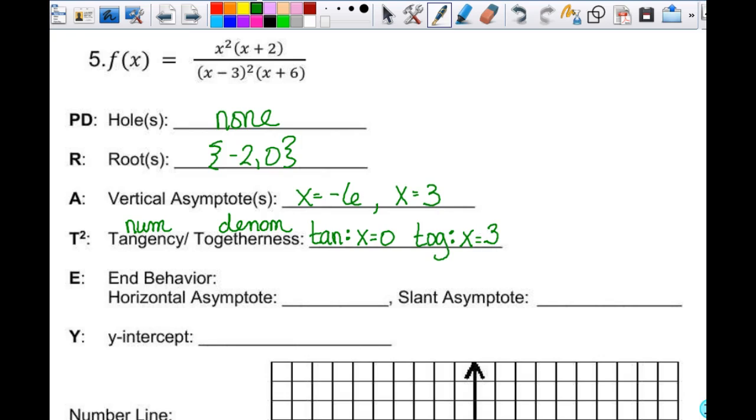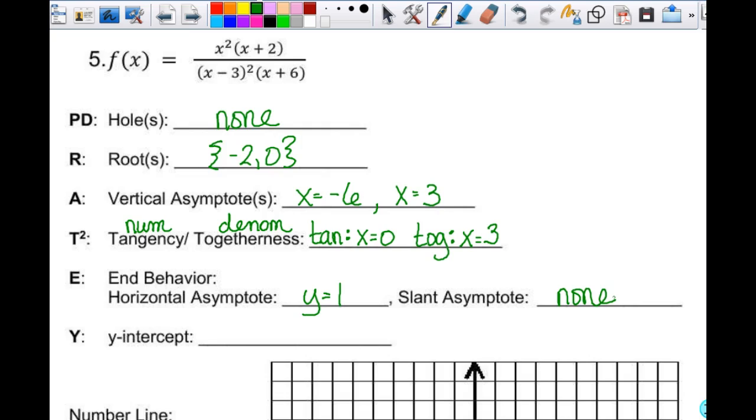Then, do I have a horizontal asymptote? What's the degree of the numerator? It's tied. The degree of the numerator is 3. The degree of the denominator is 3. So it's tied, which means I do have a horizontal asymptote. It is y equals 1. Good. It's the ratio of the leading coefficients. In this case, it is just 1, which means there is no slant asymptote, so that's a none.